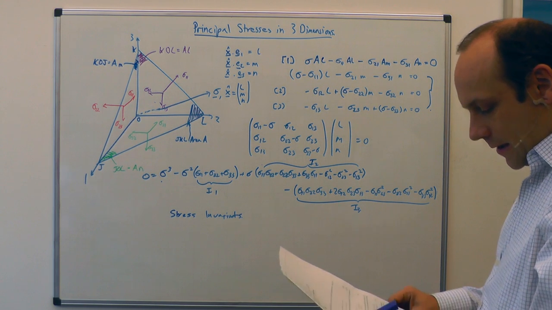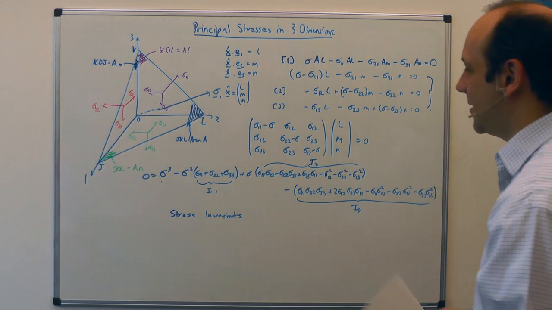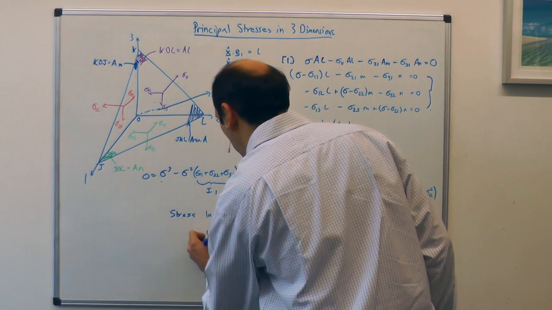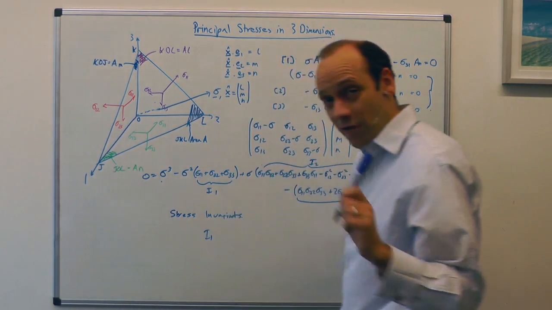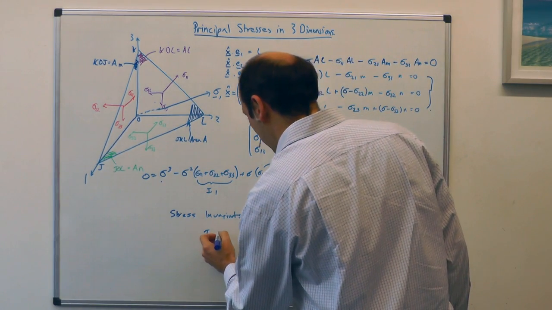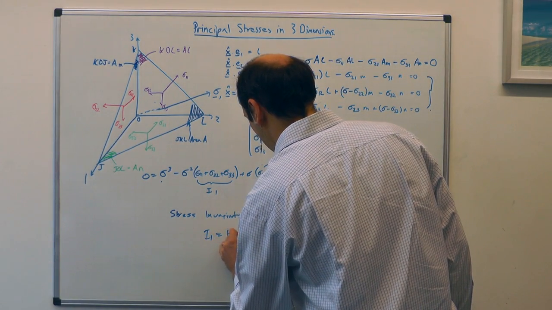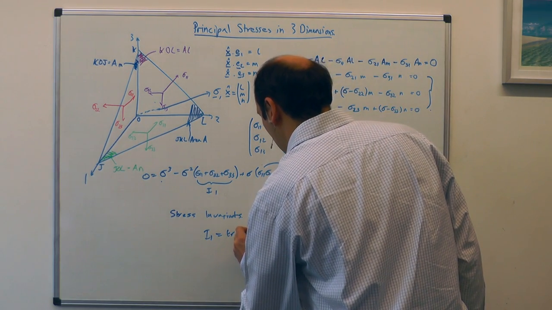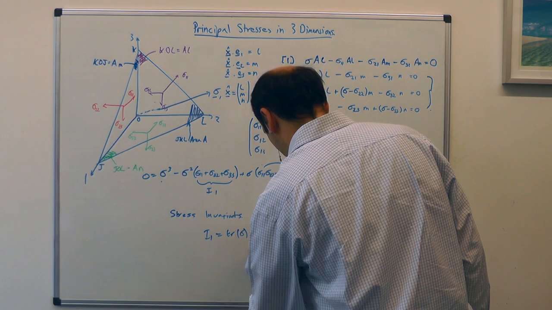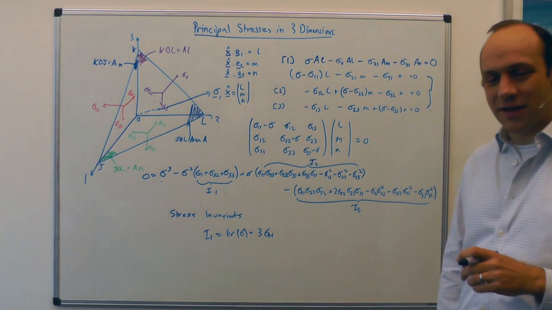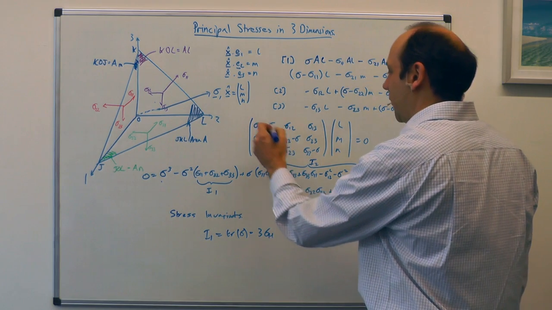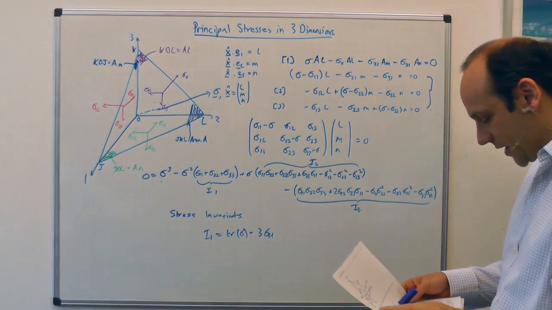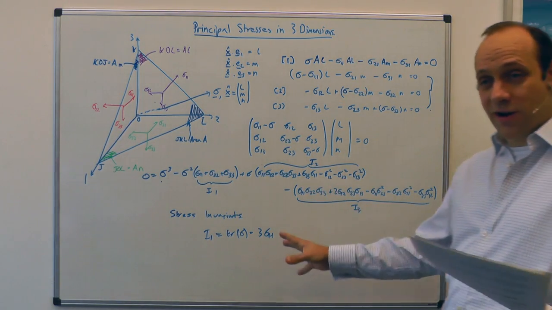They're given in the notes. But the thing to notice is that this one, I1, is equal to the trace of the matrix. This is probably the most interesting one, equal to the trace of sigma, and is invariant to rotation. And that's equal to 3 times the hydrostatic stress. The hydrostatic stress is defined as the average of the components along the leading diagonal for the original stress matrix. And that's, if you like, the average pressure.